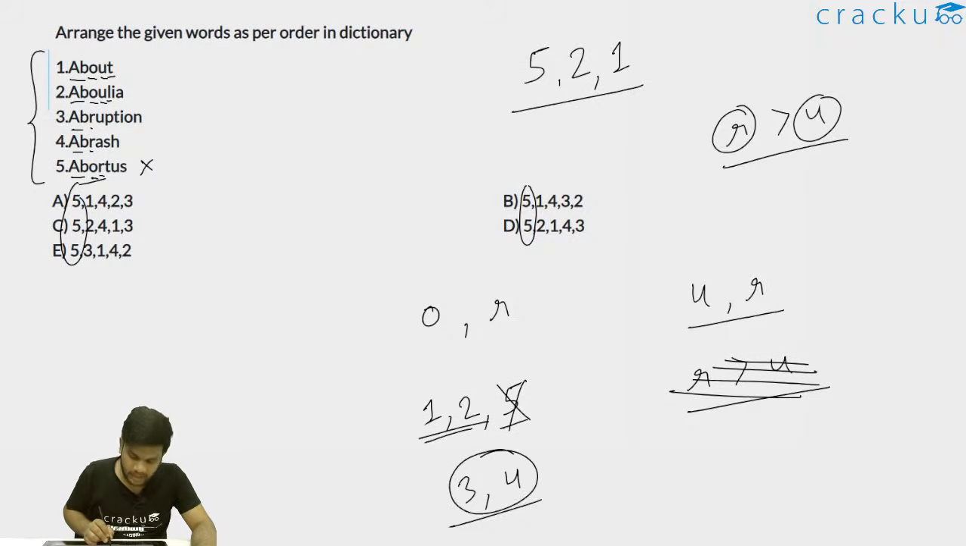Now we will look at 3 and 4. So for 3 and 4 we have done till R. After R it is A and it is U. So A comes before U, so that means it is 4 and then 3. So 5, 2, 1, 4, 3. Answer is option number D.